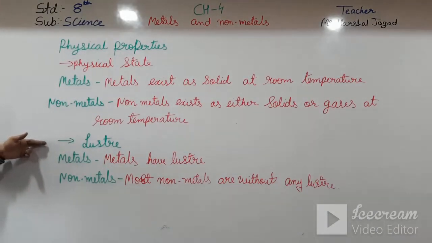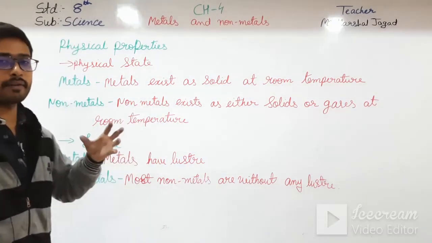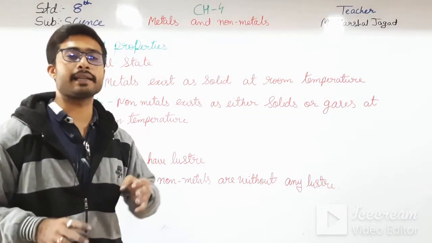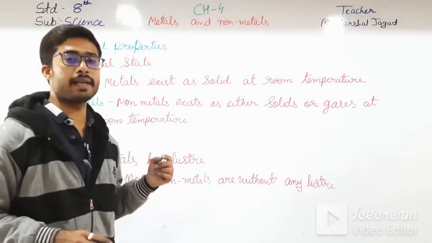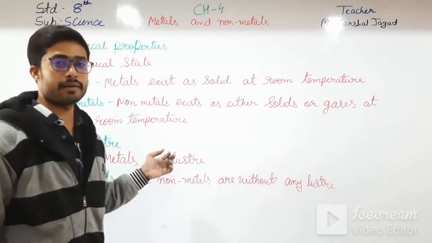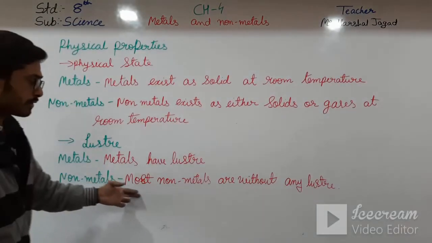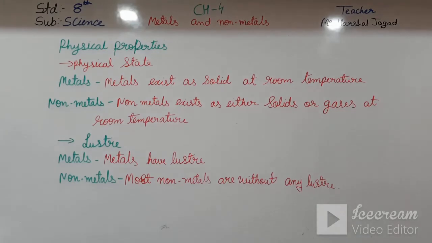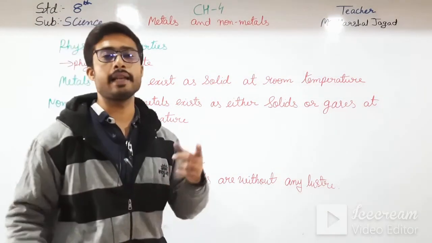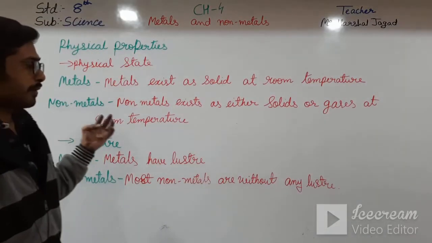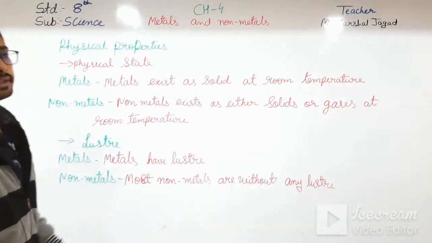And then coming towards the luster, means the shining or chamak, we can say in Hindi. So metals have luster, means they have shiny surfaces which can reflect the light. Metals can reflect the light. The metals are used for making jewelry and statues and etc., and also decorative items. And non-metals, most non-metals are without any luster, but only two non-metals have lusters. Which are they? Graphite and iodine. These both have luster, else any non-metal do not have any luster. Okay students, so if you want to underline some of the main points of the paragraph, you can underline, which I am writing on the board.